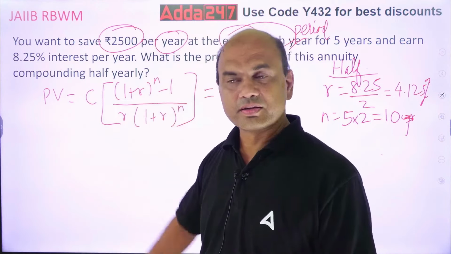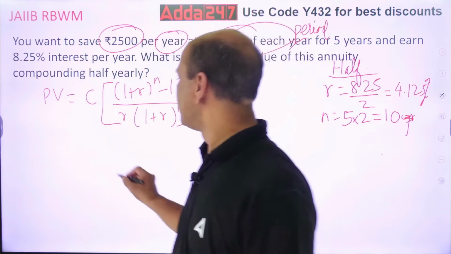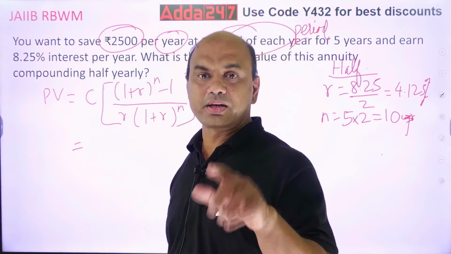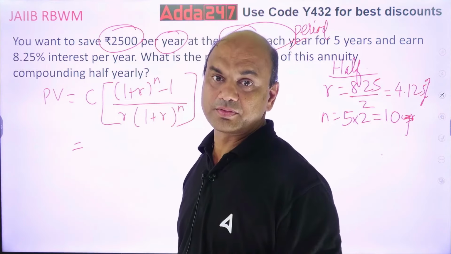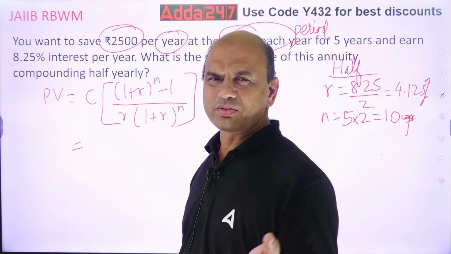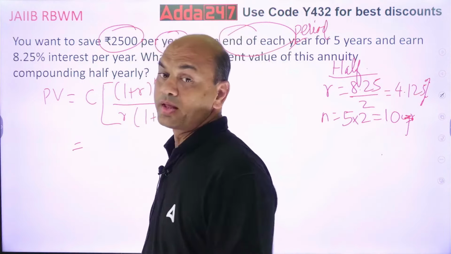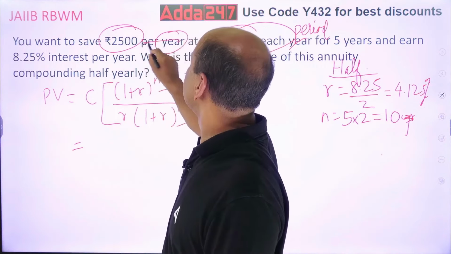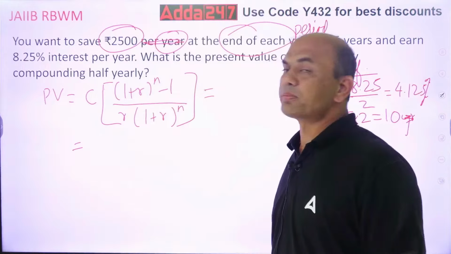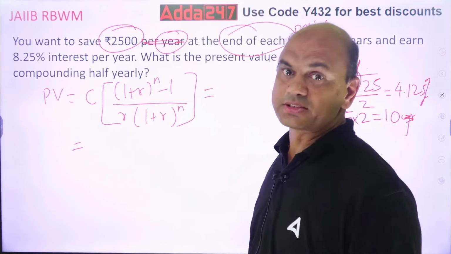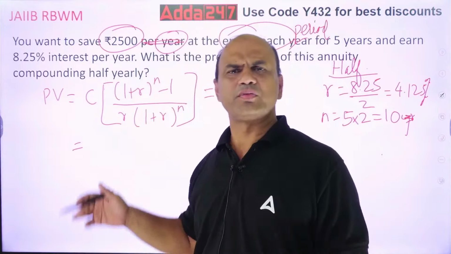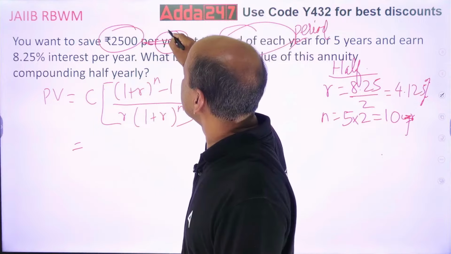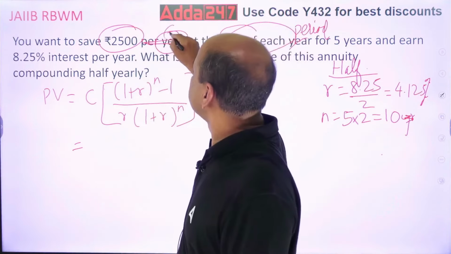So write everything. What is given? Let's write it below. C. What is C? Per year I want to save 2500. So for half year how much will I save? I'll say 1250. Divide this also by 2. Actually, in exam if it is given per period, per 6 months, then you have to directly take that amount, not per year. So per 6 months, okay?